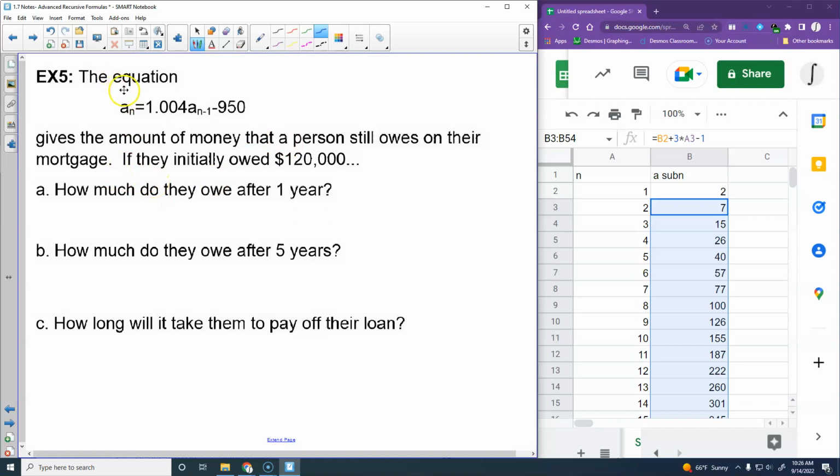Okay, so we have an equation given to us. It gives the amount of money that a person still owes on their mortgage. If they initially owed $120,000, I don't know how much they owe after 1 year, how much they owe after 5 years, and how long it will take for them to pay off their loan. This is a really good one for you to know how to do, because probably not too many of you right now have loans in your name, because probably banks will not give you loans in your name right now because you are teenagers that don't have good jobs or credit thus far, which is fine.